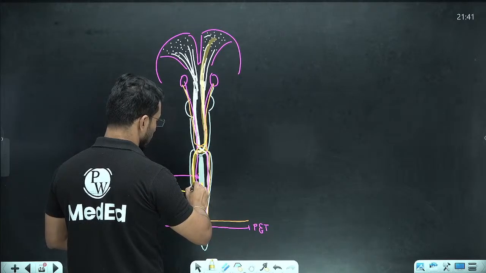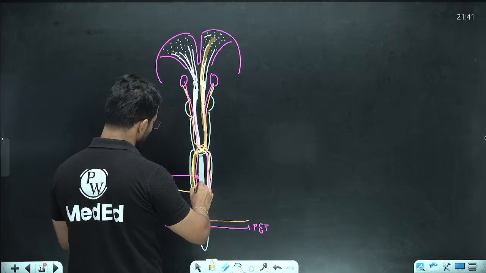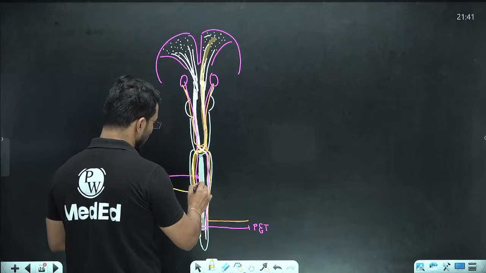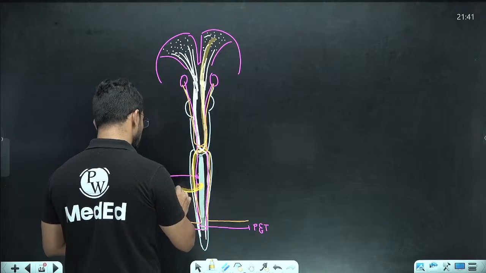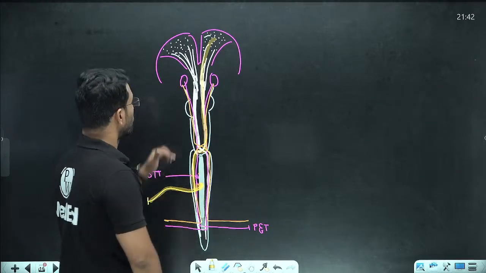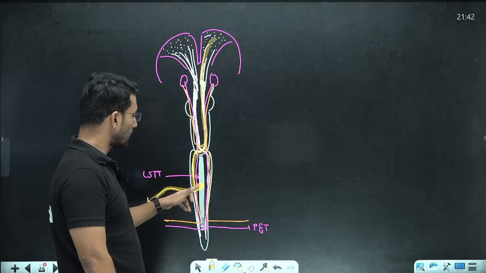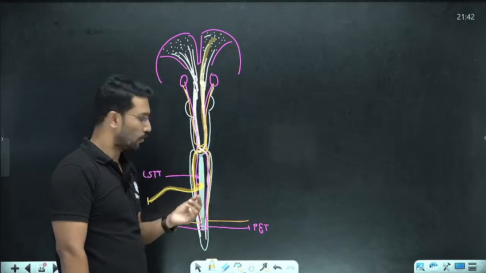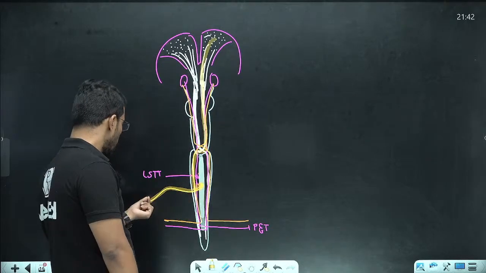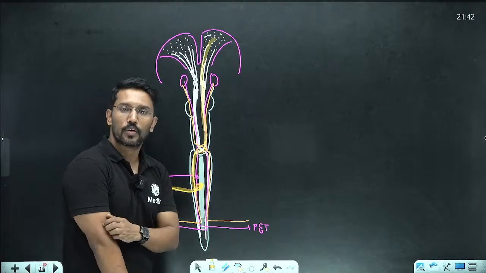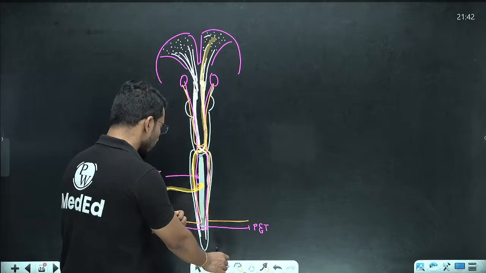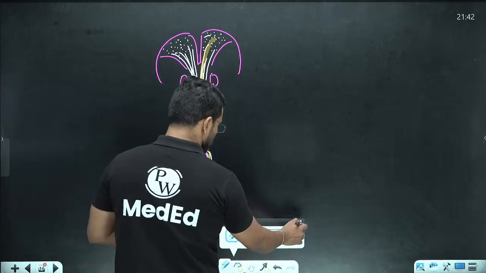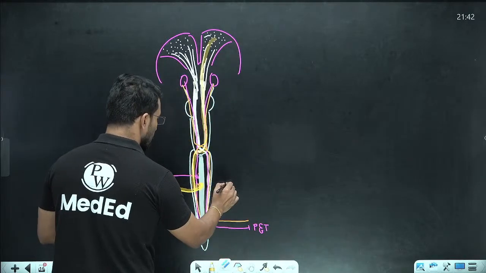And then when it has to synapse with an appropriate segment, it will come out and synapse with the anterior horn cell. From the anterior horn cell, we will have another neuron coming out. So from cortex to anterior horn cell, the one that is synapsing with the anterior horn cell will be called the upper motor neuron, and from the anterior horn cell to the muscle will be called the lower motor neuron.